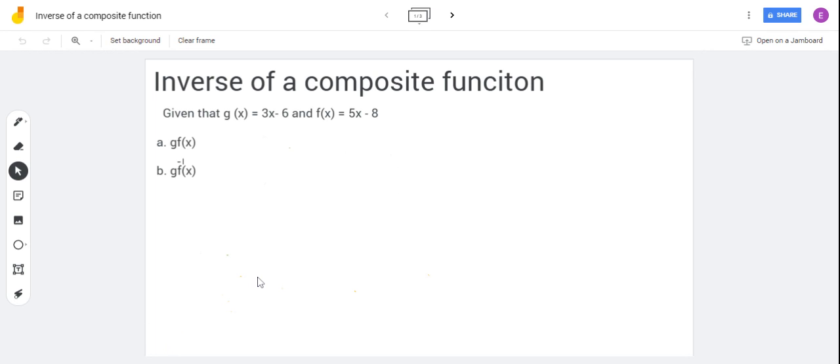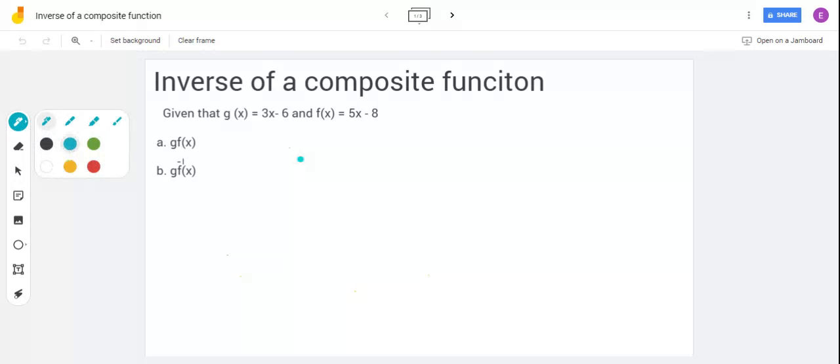Hey guys, so today it's all about the inverse of a composite function. Now, a composite function is where you take two regular functions and you put them together to create a brand new function. What do I mean by that? We are given a problem here: given that g of x is 3x minus 6 and f of x is 5x minus 8. We're asked to first find its composite function, and afterward we're going to find its inverse.